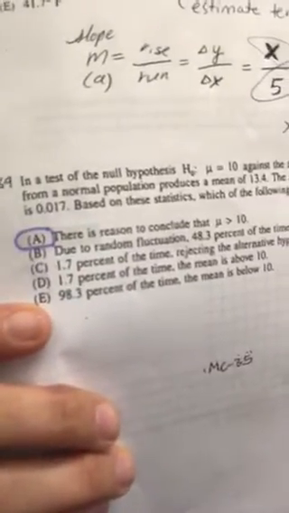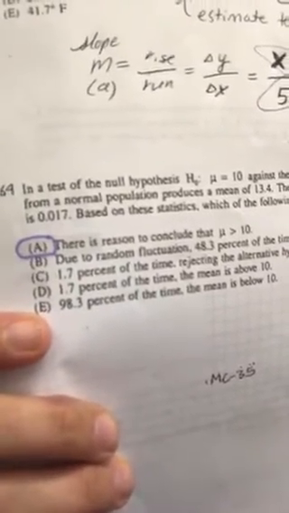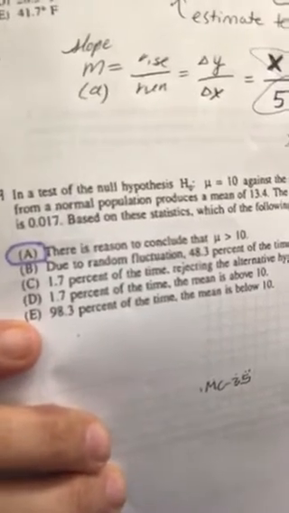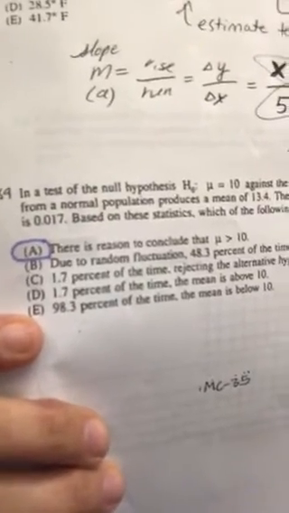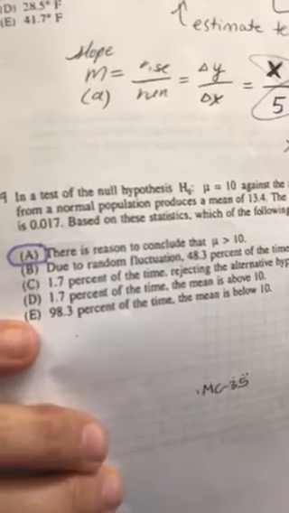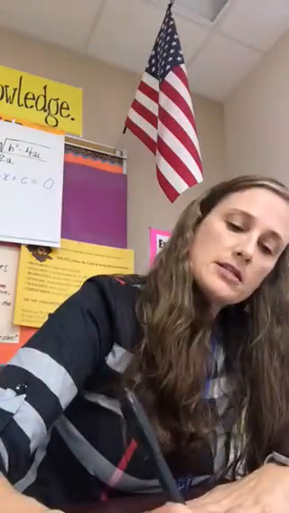It's statistical inference. We got an H sub O of mu equal 10 and an H sub A of mu is something greater than 10. You took a sample from a normal population and you got a mean of 13.4. So that's great. I'm just going to set this up. H sub O, mu is 10, H sub A, mu is greater than 10, and the X value we got was 13.4.